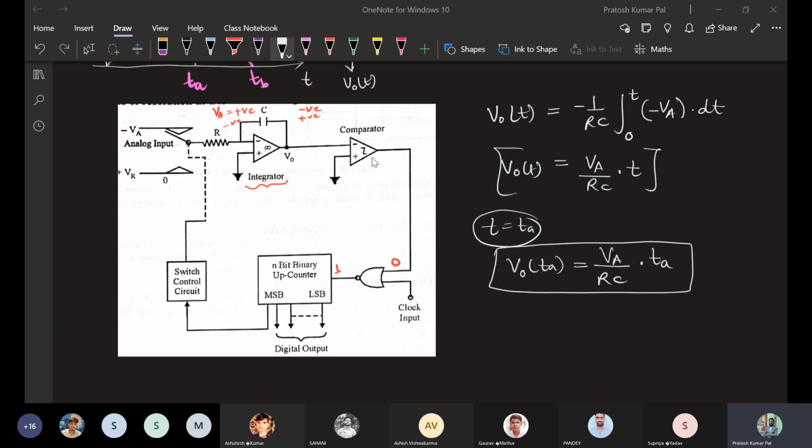Once this up counter is activated, it will be making the MSB to 1. So the MSB bit of this counter will be made to 1. Okay, so with respect to that, whatever component is there, this MSB is made to 1.